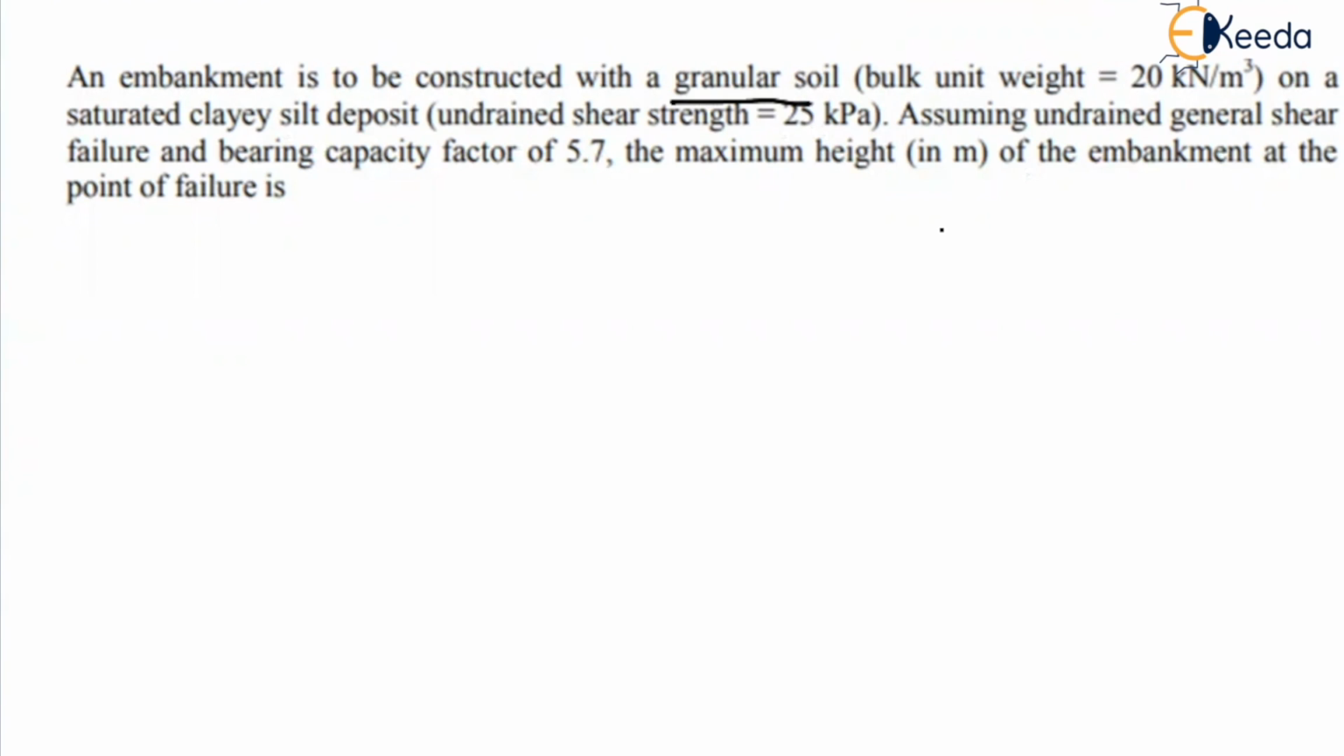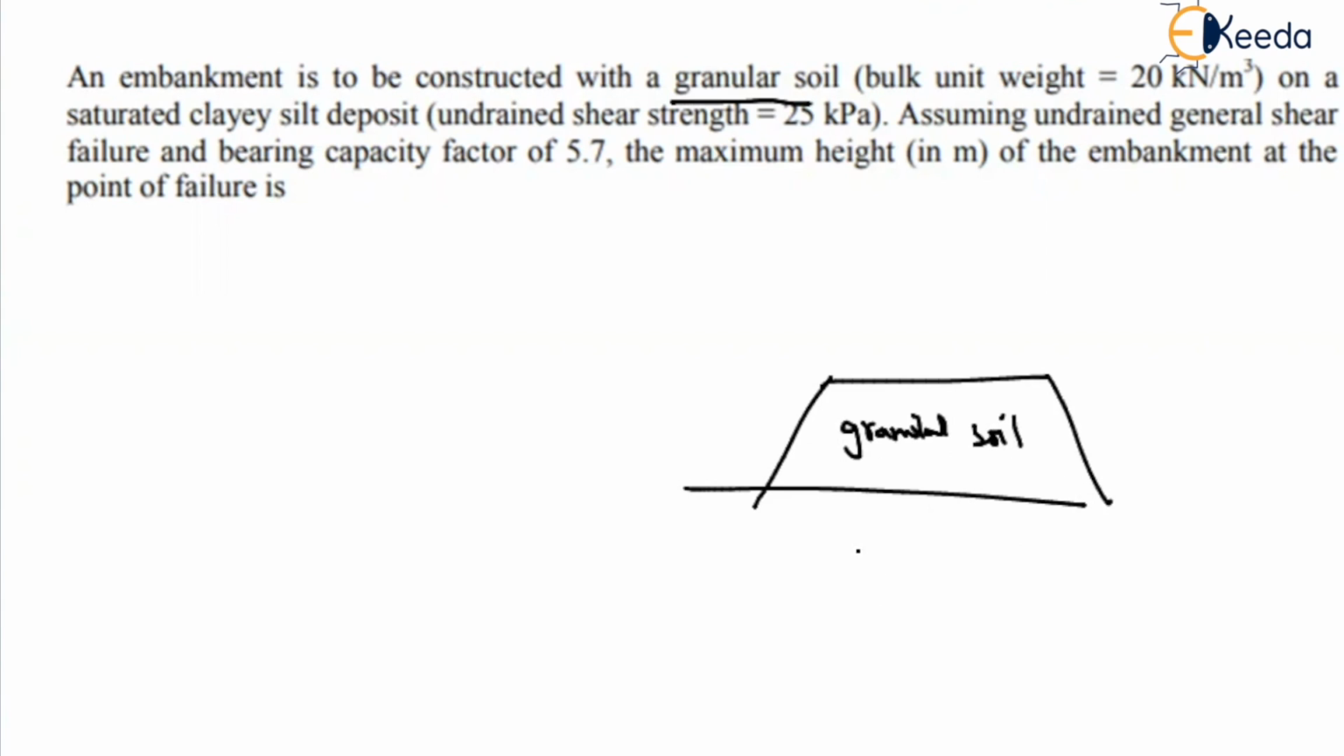Students, what we have to find out? That means there is an embankment, and this embankment you have to construct with a granular soil, right? On where you have to construct this embankment? This embankment you have to construct on a saturated clay silt deposit. Understood? That means you are taking the granular soil and constructing on the top of the saturated clay. What is the value? They are given as the undrained shear strength. If there is given 100 shear strength, that is nothing but S will be equal to 25 kilopascal.